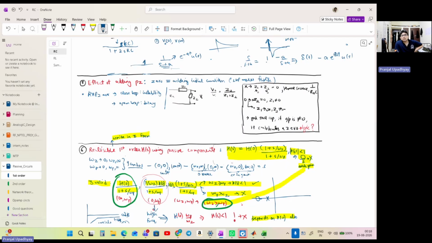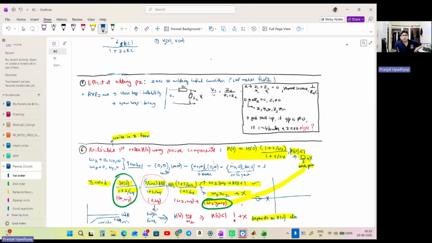So without a zero, my response looks like this, and it actually never reaches the impulse, right? But when this circuit had a zero, this circuit reached the impulse, right? It tracked the input quickly, and then it decays out, right? So that's the basic idea, that the initial condition helps us to reach the input faster. So that is what I wanted to illustrate by sketching these impulse responses, right?